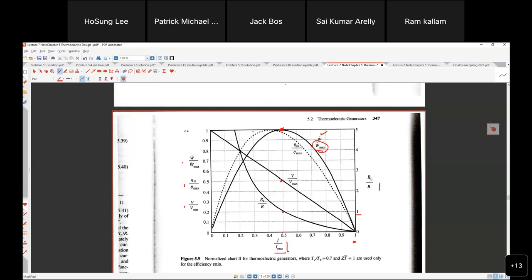Because once I know the current, what is the ratio? The actual is relative to the maximum one. Actually, it is the maximum at this load. Okay, and voltage, and the load resistance, even efficiency. Okay, maximum load efficiency. Can you read the efficiency at the maximum load? Maximum 98%. You're right. 98% efficiency. No, not 98 or 0.98. The efficiency over maximum is 0.98.